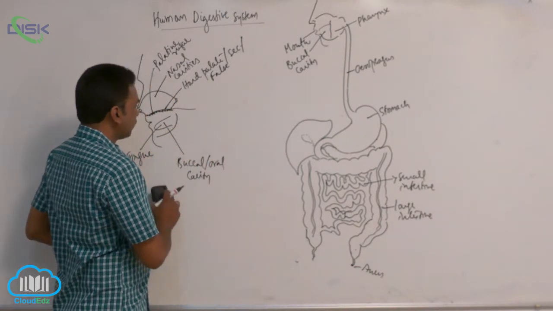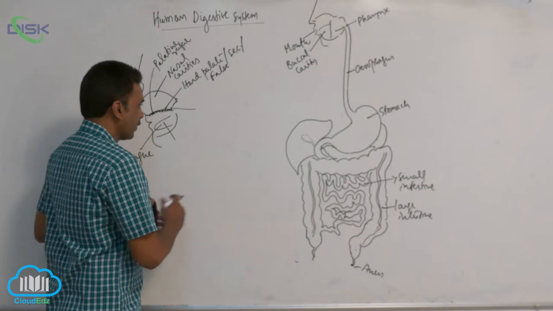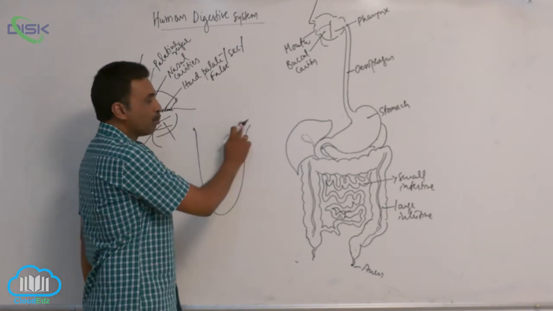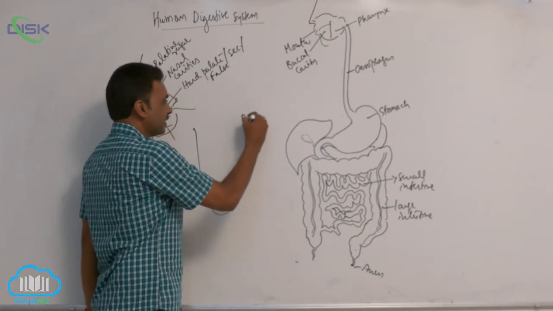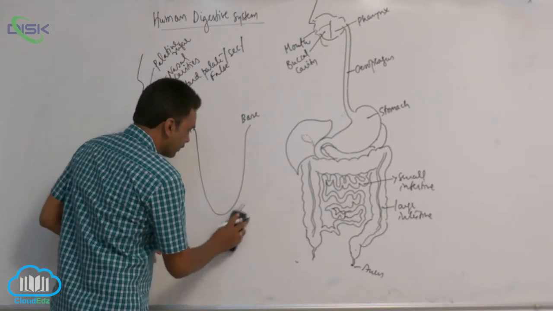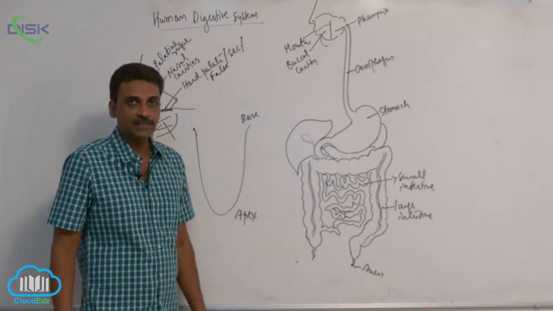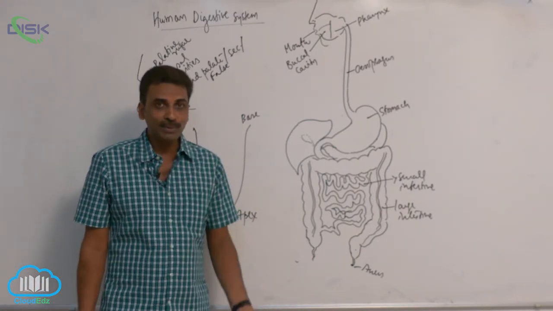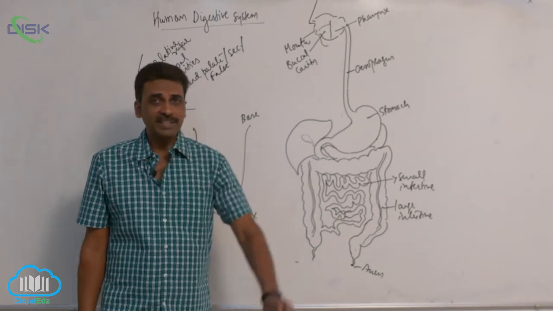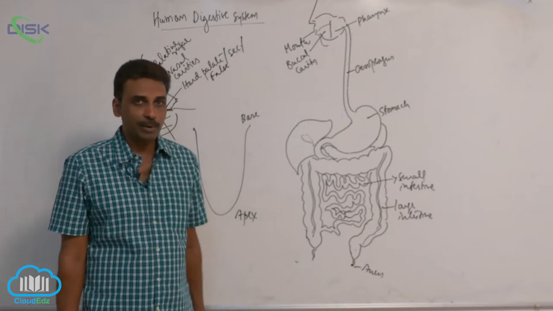Now, if you observe the tongue, it has a broad base and a slightly pointed apex. That's the base of the tongue. The tongue is partly protrusible. In some animals like the chameleon, it is completely protrusible. But in human beings, it's only partly protrusible.